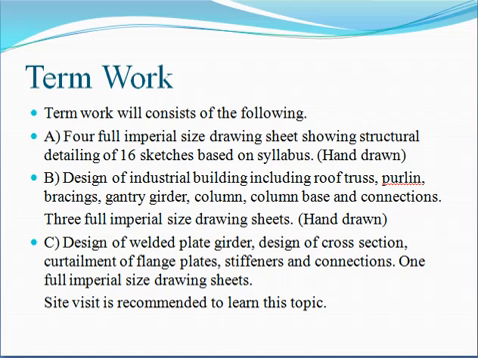These are the various members or sections in the industrial building. We have to design all these parts. Okay, and for the design of those parts, we also have to draw the three full imperial size drawing sheets, and these sheets are hand drawn. The first four sheets are also hand drawn, and these three sheets are also hand drawn. Now, next is C part.